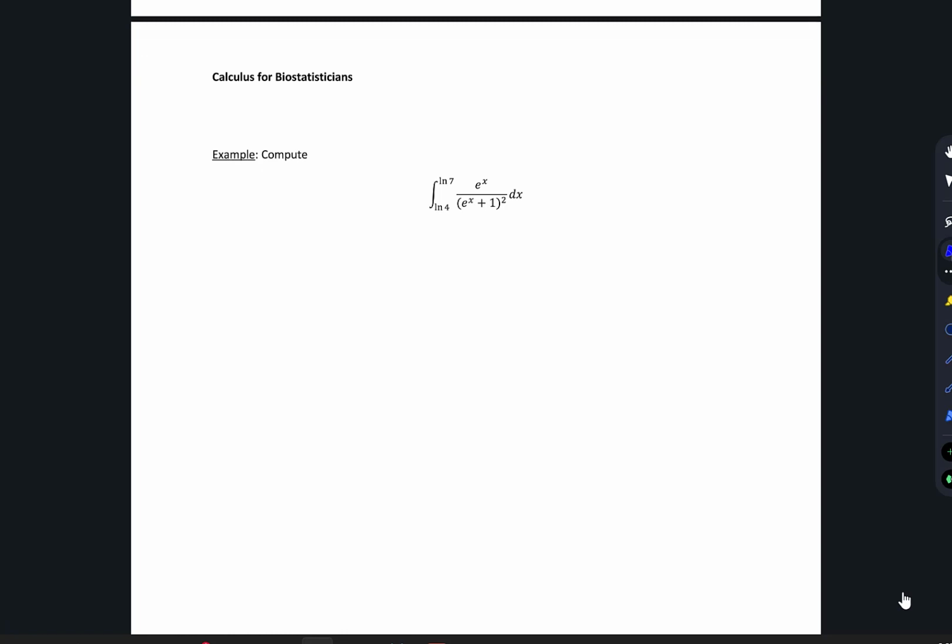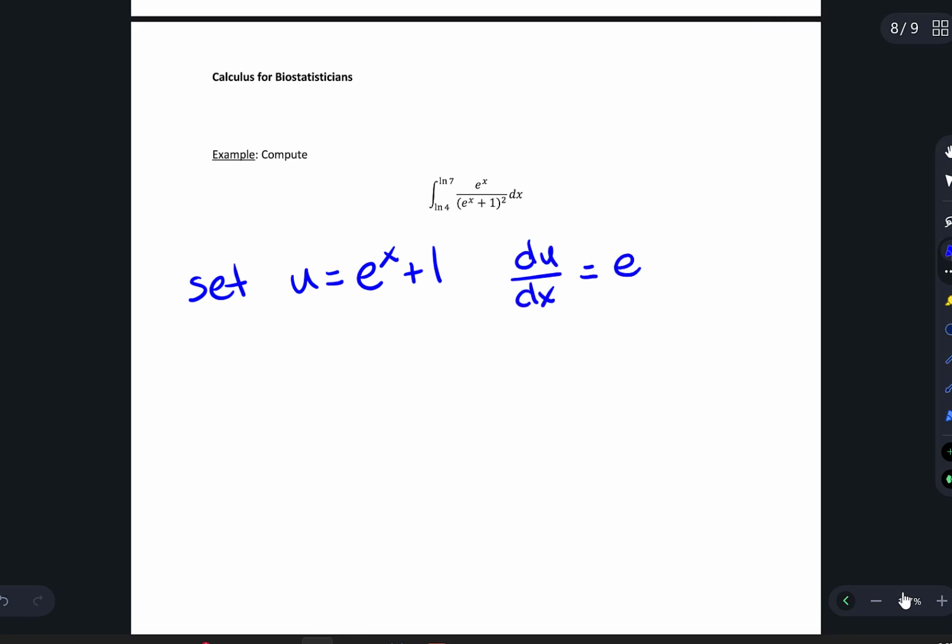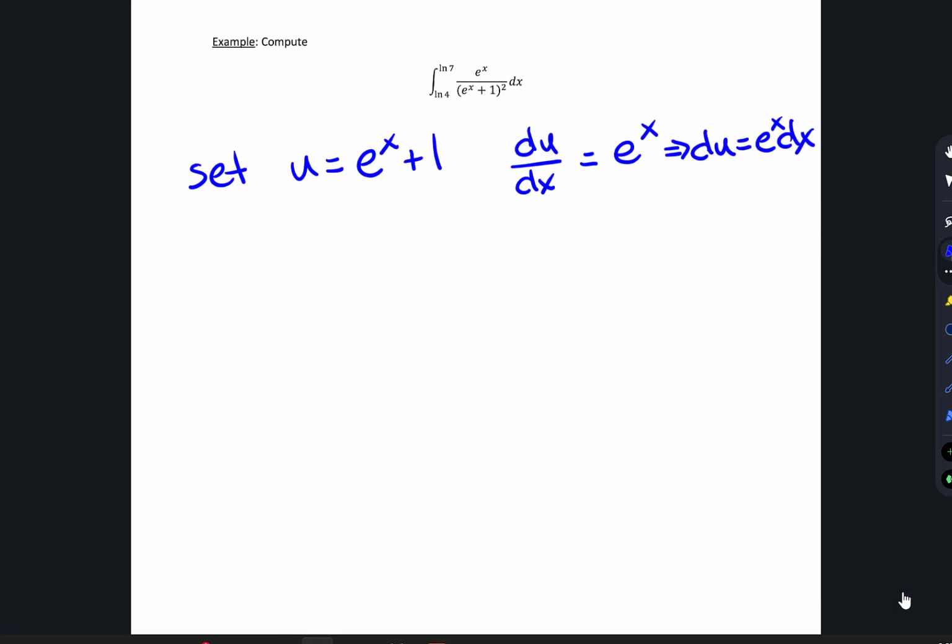In this example, we're going to look at the integral of e to the x divided by e to the x plus 1 squared dx. And then our lower bound is the natural log of 4, and our upper is the natural log of 7. So here, we're going to set our inner function to be u is equal to e to the x plus 1. Notice here that the derivative of u with respect to x is equal to e to the x, which suggests that du is equal to e to the x dx. We're going to use method 1 for this example.